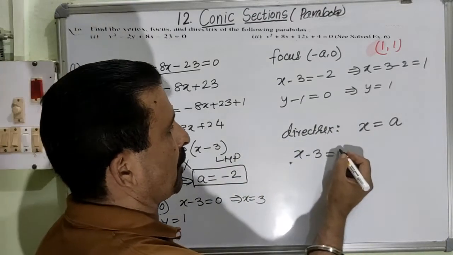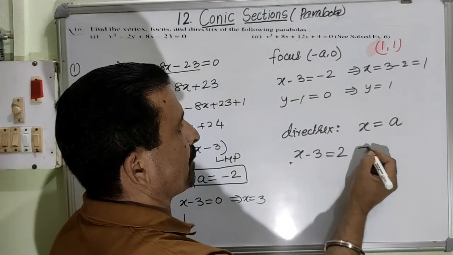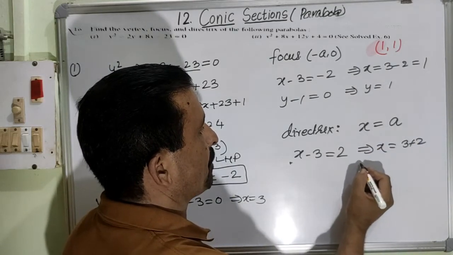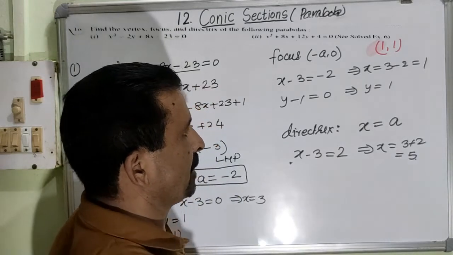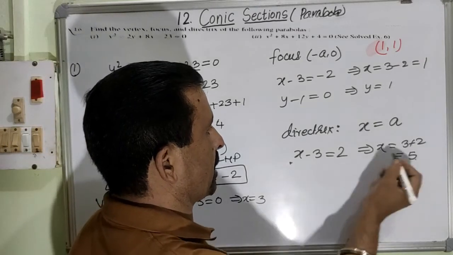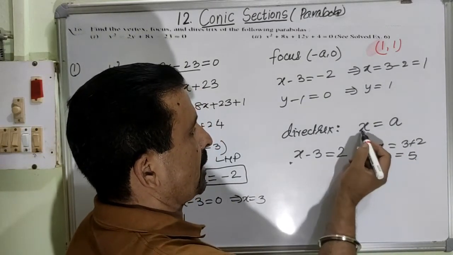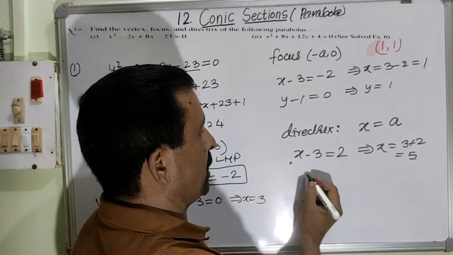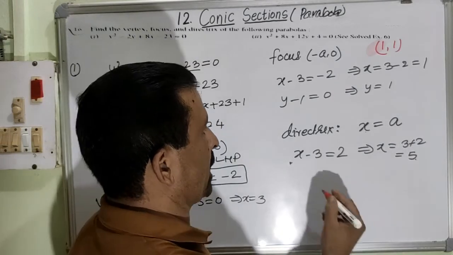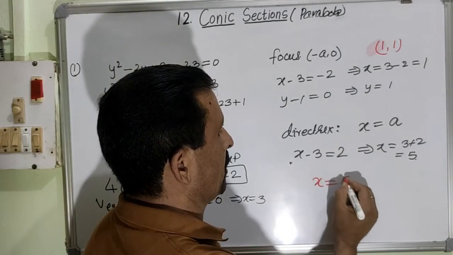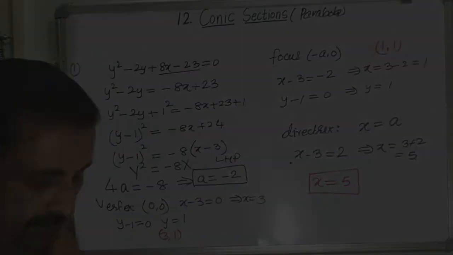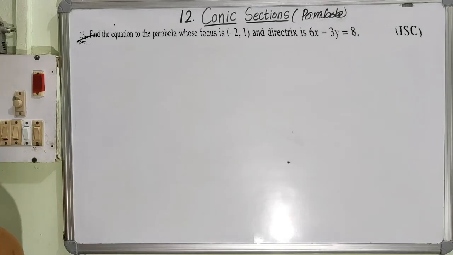Therefore we will take the positive value of a as equal to 2, and this implies your x will be equal to 3 plus 2 as equal to 5. This is equal to 5. The value of x is equal to 5, and the directrix used to be x is equal to 5. So we can say, again with the red color I can write, the value of directrix will be x is equal to 5 for your given parabola. Is it clear? Now we are taking question number 23.